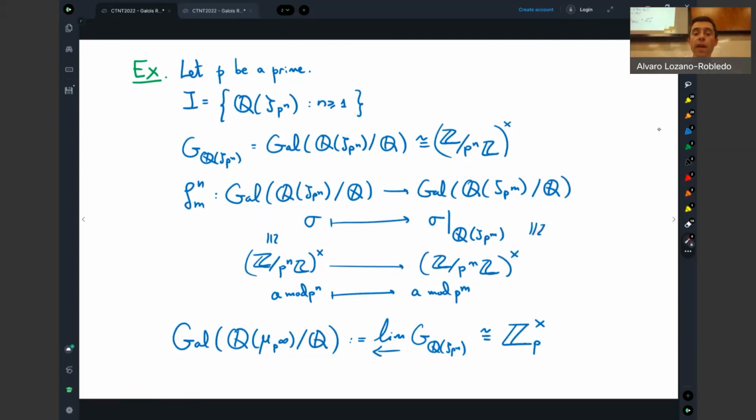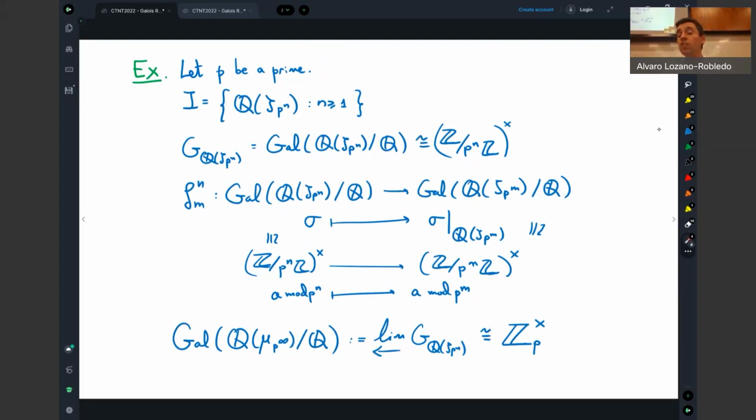So the Galois group, by definition, will be the inverse limit of these groups with this projective system. And these groups are isomorphic to this. So when I do the inverse limit, I actually get the units in Z_p.